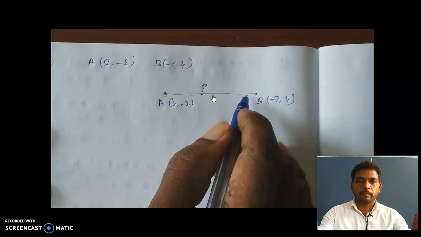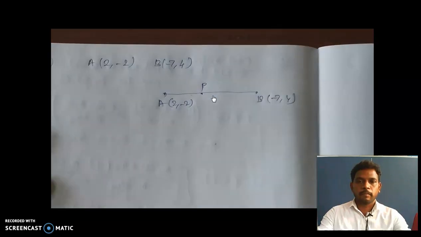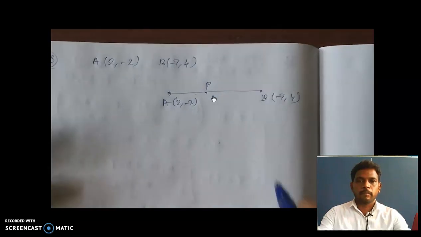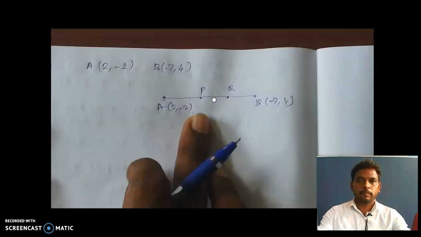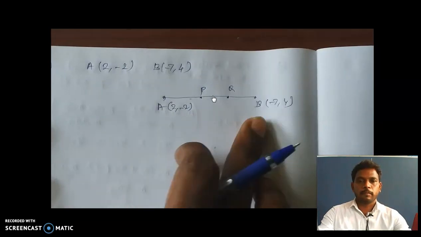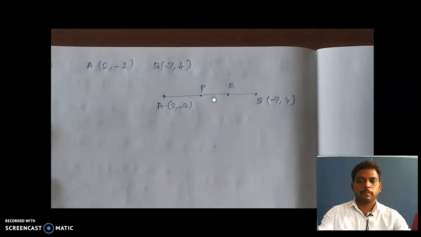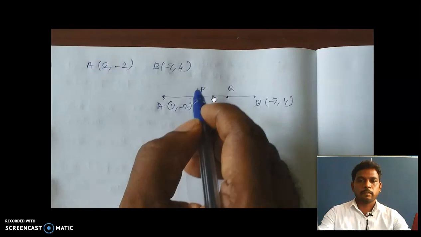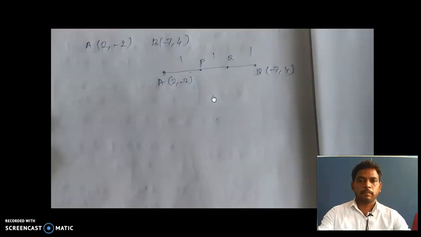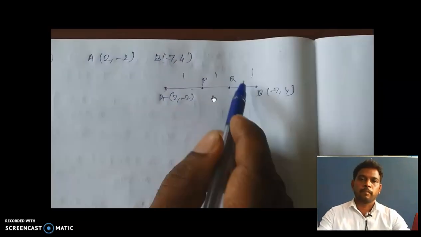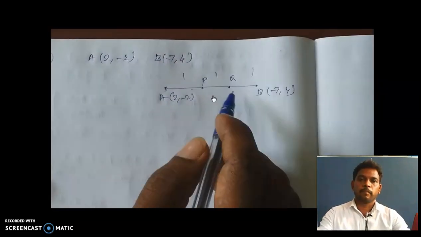But they ask us to do trisection, which means we are going to plot one more point between A and B. Now AP is one of the parts, PQ is another part and QB is the third part. So trisection means the line segment is divided into 3 equal parts, that is, in the ratio 1:1:1. Now they are asking us to find the coordinates of P and Q only. Suppose it is divided into 4 sections, then one more point.